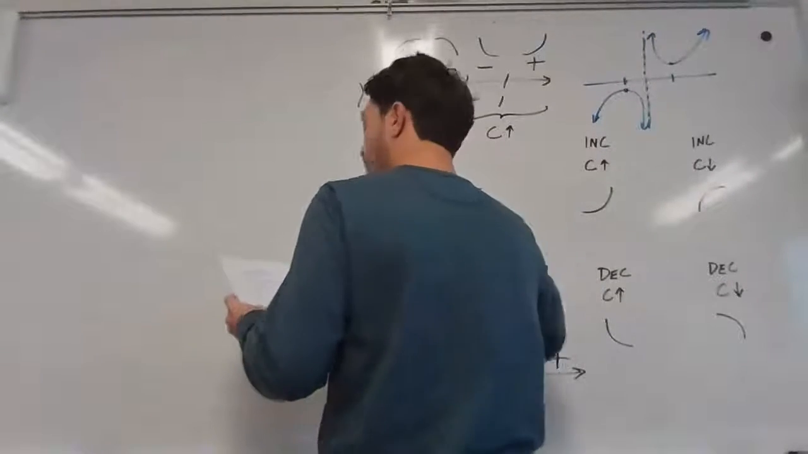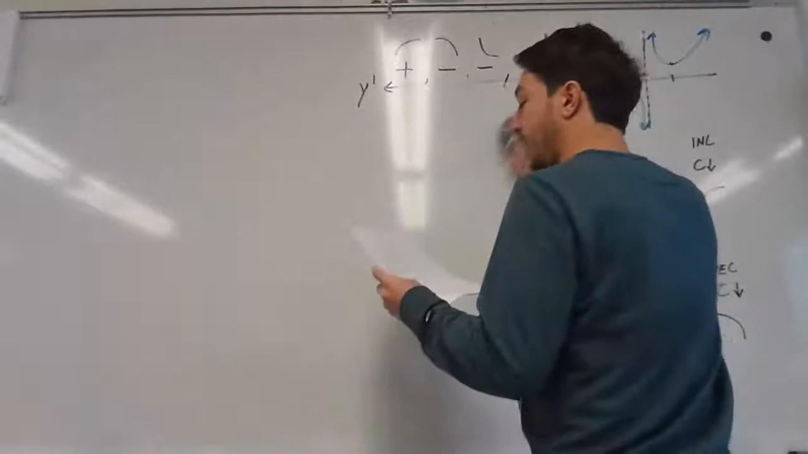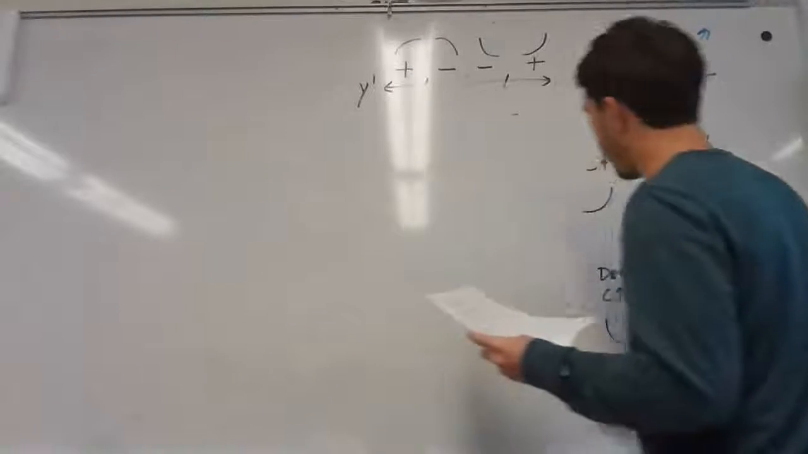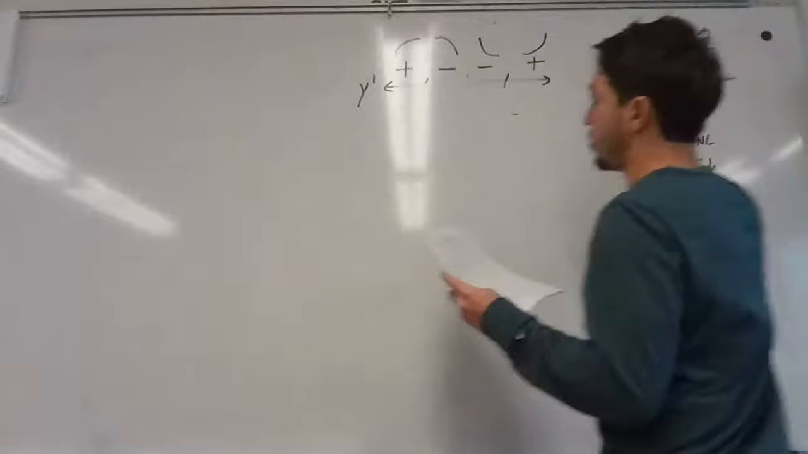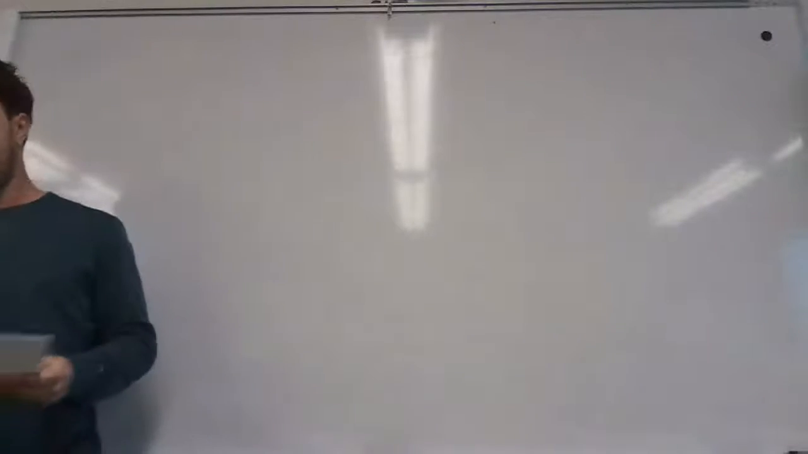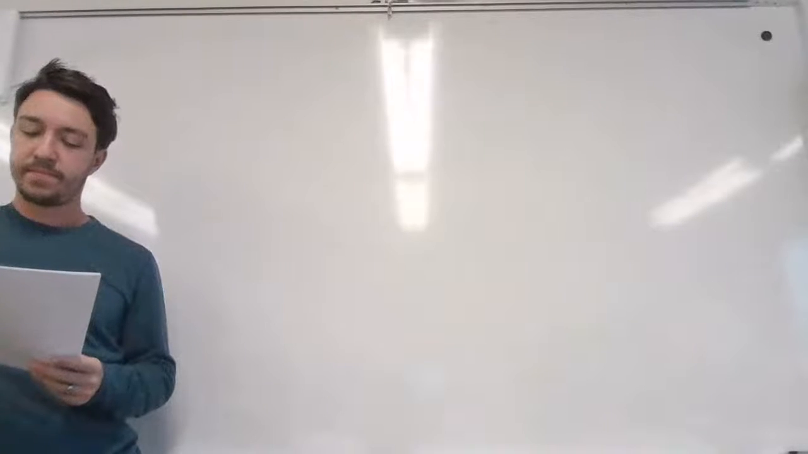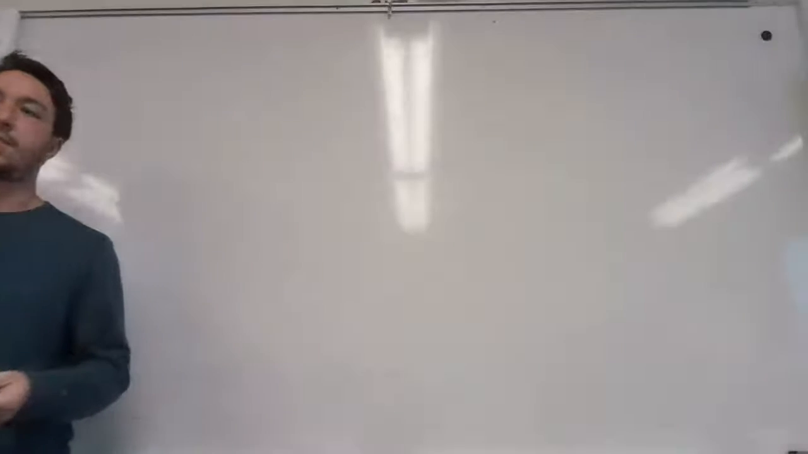Okay, true or false? 31A. If f has a local max at 2, then the derivative at 2 is 0. True or false? No, false, because it could be, if it stops there, or if it's pointing. This one is false.